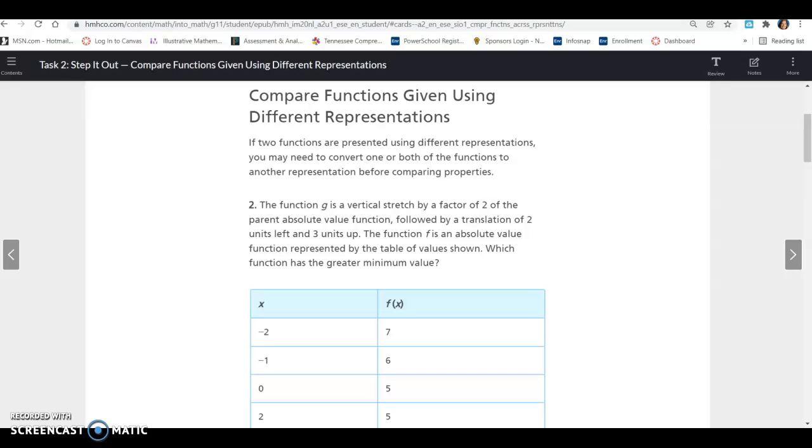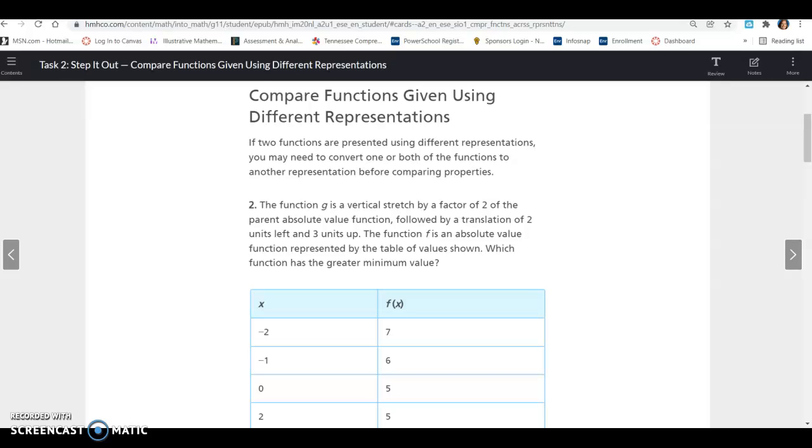Lesson 1.5, Task 2. Compare functions given different representations. If two functions are presented using different representations, you may need to convert one or both of the functions to another representation before comparing properties.